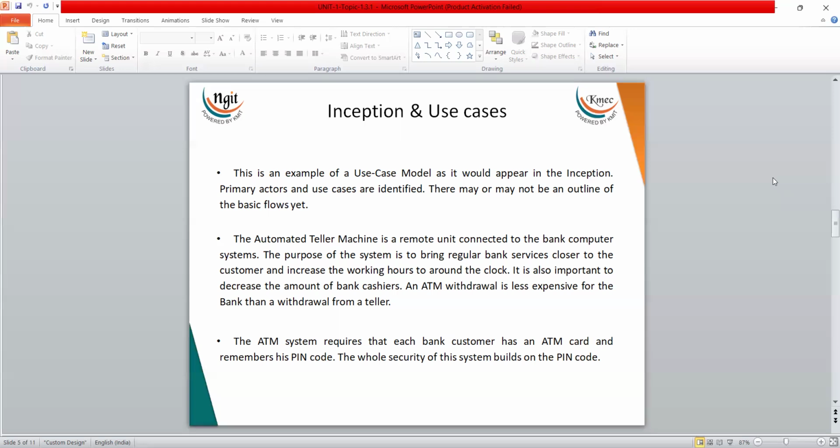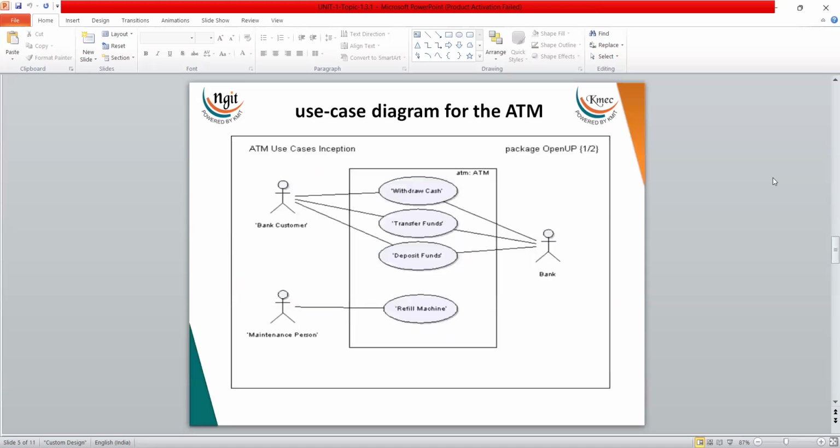If we take a case study of an automatic teller machine, with the help of inception we can identify the total number of actors involved in designing the automatic teller machine, what the use cases are, and what the relationship is between the use cases and the actors. This ATM system requires that each bank customer has an ATM card and remembers the PIN code. The whole security of this system builds on the PIN code.